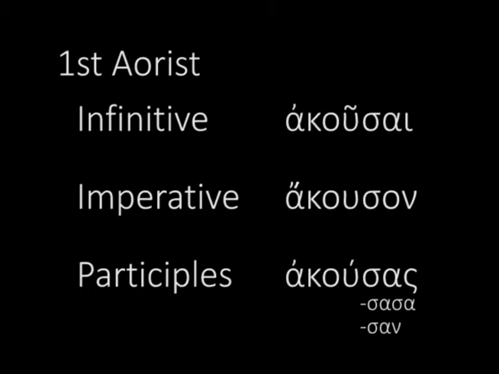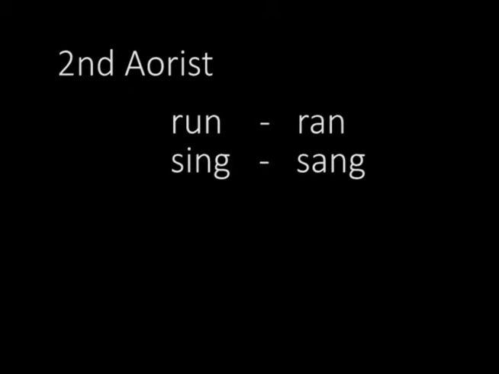Outside of the indicative, the first aorist infinitives, imperatives, and participles will not have an augment. However, the sigma alpha is retained. The second aorist is next. The second aorist is similar to verbs in English that change form from present to past tense, such as run to ran, sing to sang, and get to got.